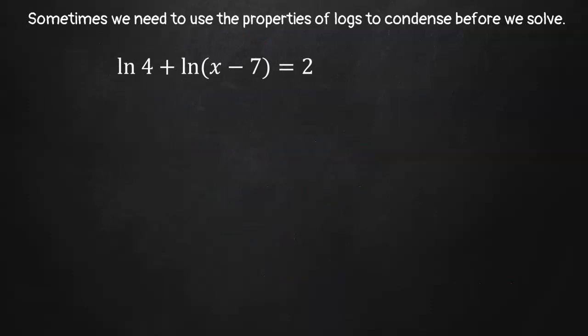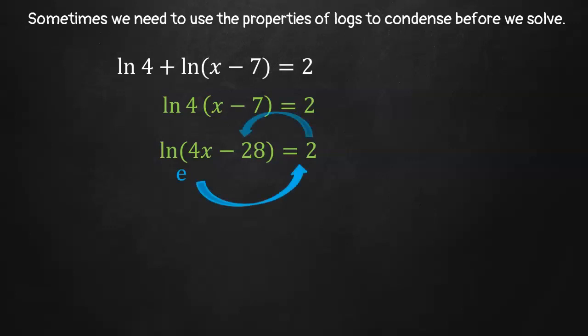Now in this question here, we have the natural log. So what I can do is I can condense, I can multiply those two arguments together. So what I can do is then I can distribute that 4. Let's just simplify that. Let's get that 4x minus 28. What you will notice is that it's a natural log, so I have a base of e, so I can rewrite. So e squared is equal to 4x minus 28.